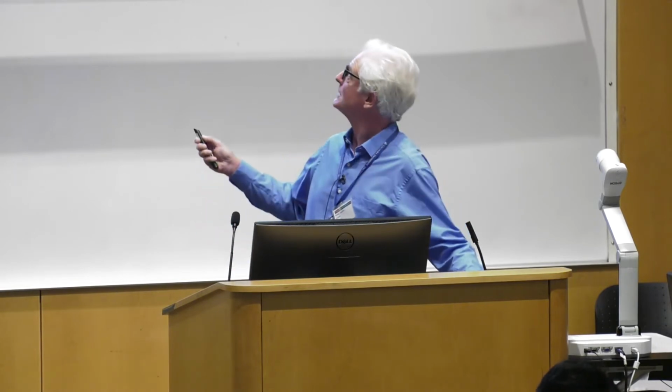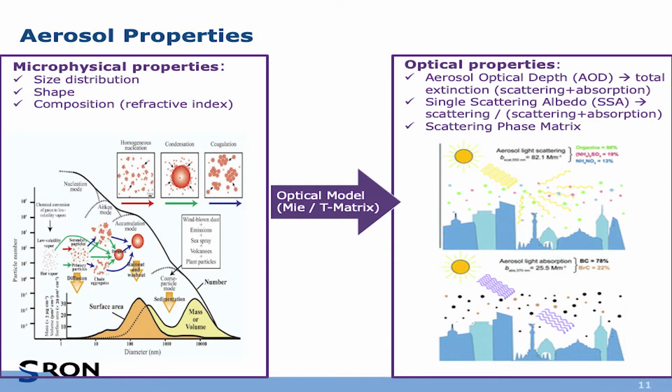So, as I pointed out in the previous talk, it's all about taking microphysical properties when you're doing the remote sensing of aerosols: size distribution, shape, composition. You go through the optics to simulate what the Earth is going to look like if you put that kind of aerosol, surface, and ocean together in a radiative model.